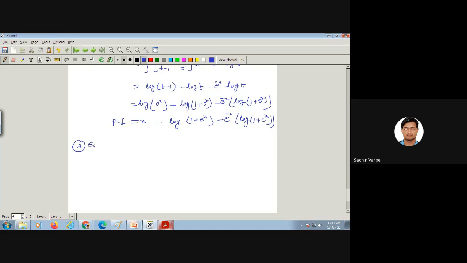The next question is to solve D square plus 5D plus 6 times y equal to e raised to minus 2x sec square x into 1 plus 2 tan x. This will be for homework. You will have to submit this as a homework assignment.